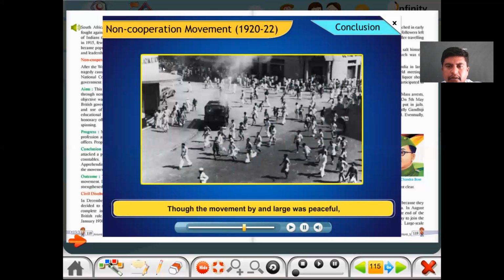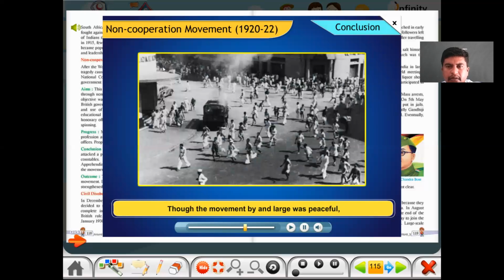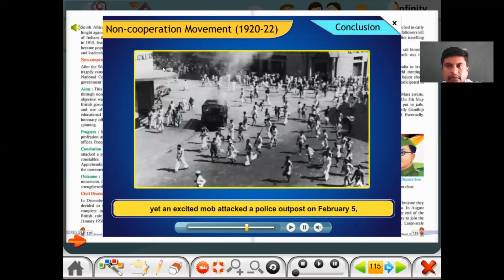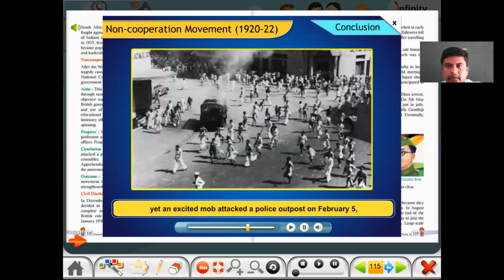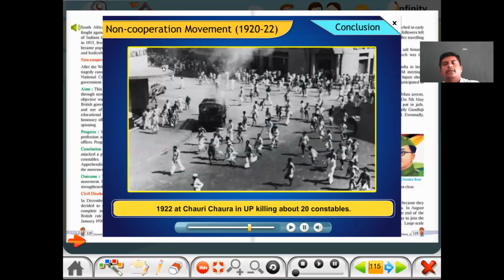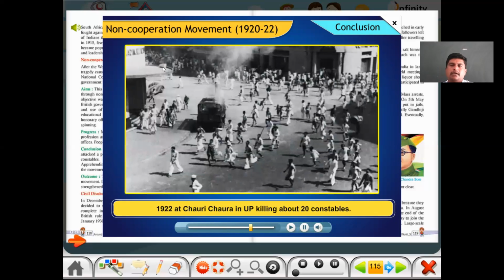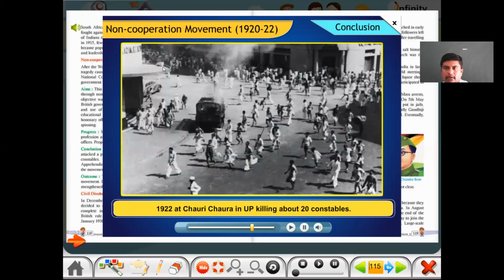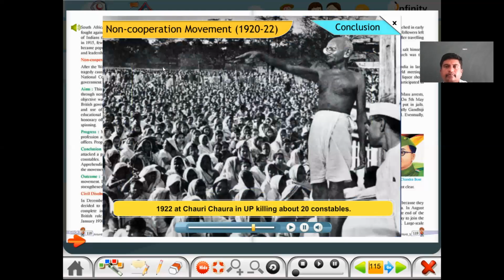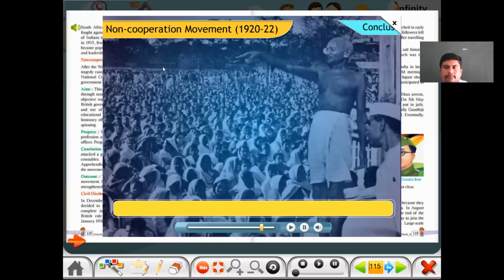Conclusion. Though the movement by and large was peaceful, an excited mob attacked a police outpost on February 5, 1922 at Chauri Chaura in UP, killing about 20 constables. Gandhiji felt that the movement had lost its path of non-violence. Apprehending similar troubles in other parts of the country, he announced suspension of the movement.